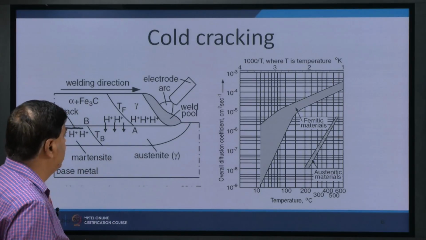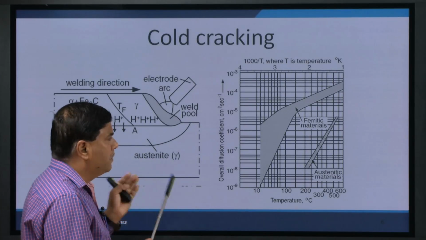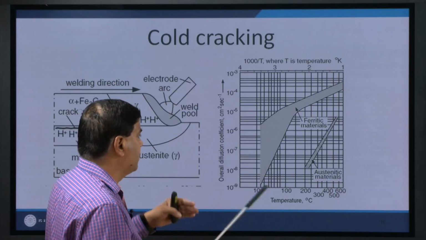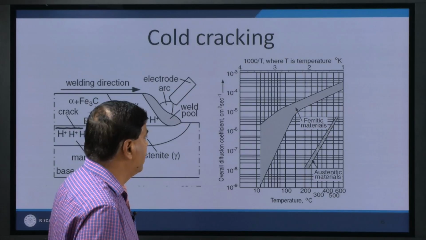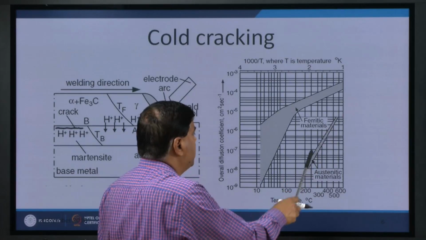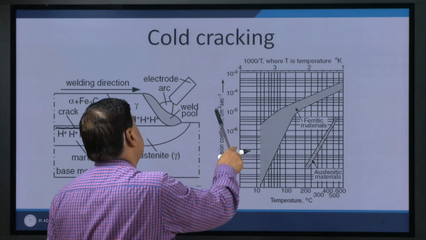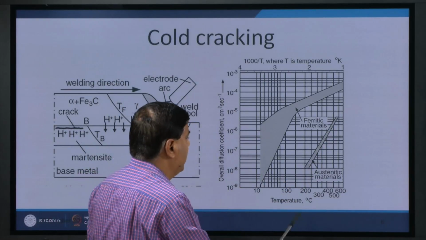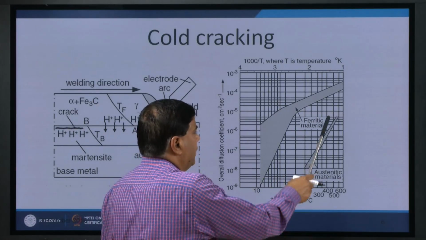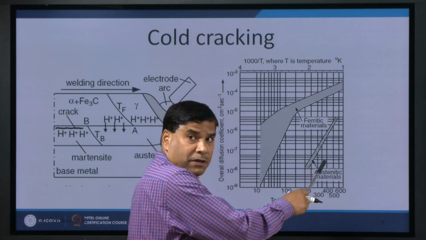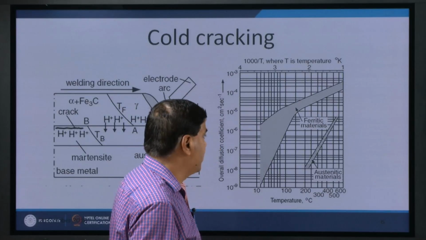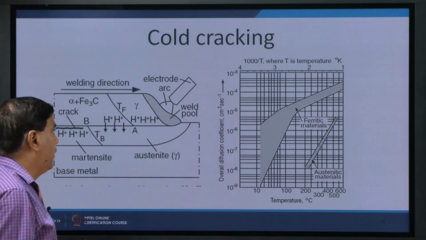So, the diffusivity of the hydrogen is also different in case of the austenite and in case of the ferrite. This is what we can see here: diffusivity in the y axis, the diffusion coefficient of the hydrogen in austenite as well as in the ferrite as a function of the temperature. So, the diffusivity in the austenite is somewhat lower than that of the ferrite. In case of ferrite, it diffuses very fast as compared to that in austenite.